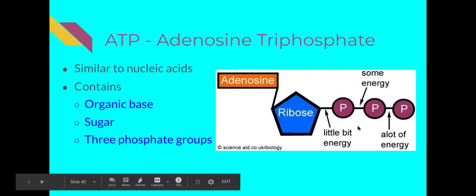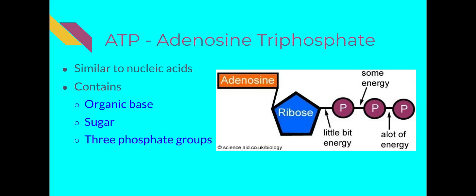But then there's also 3 phosphate groups right here. And that is all of them. They're linked together and they actually store energy. So ATP is the energy storage molecule of your body. And we'll talk about ATP in more detail when we talk about enzymes. It contains an organic base, a sugar, and 3 phosphate groups.